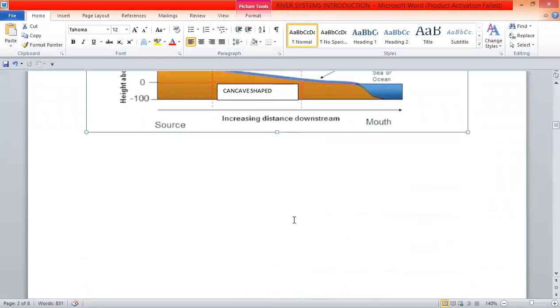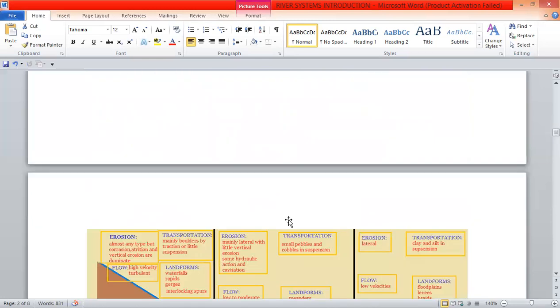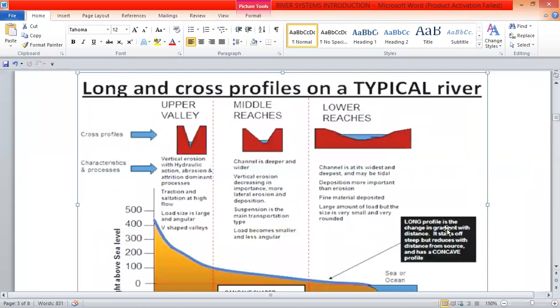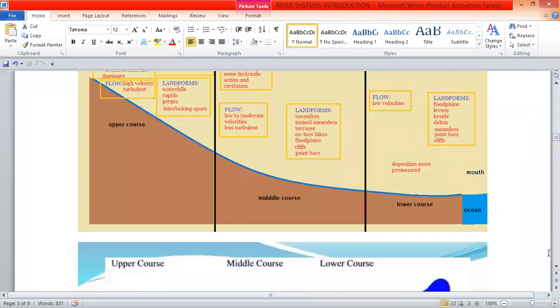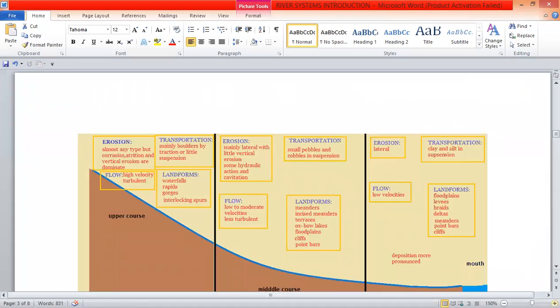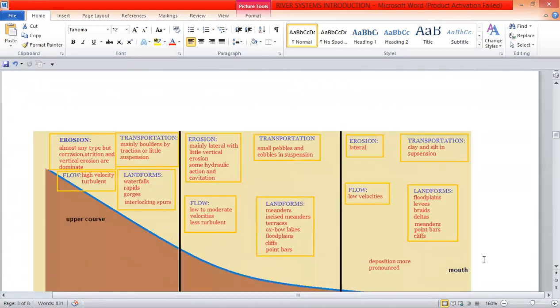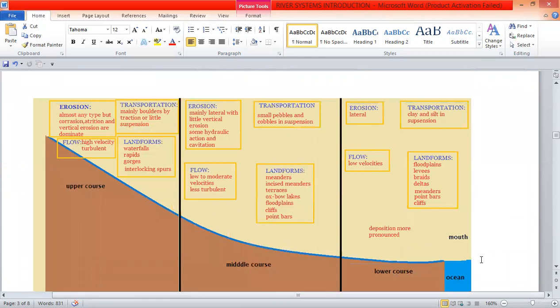All right, so those are the profiles. Okay, let me hold on here so that you just take some notes. These are further characteristics of a longitudinal profile. Let me just increase it for you so that you can copy the notes, okay?